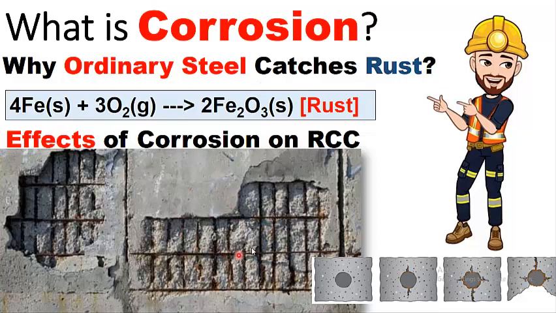As you can see over here in this picture, we will see what are the effects of corrosion when steel gets corrosion or rust. What are its adverse effects on concrete. We will discuss this in the upcoming slides.